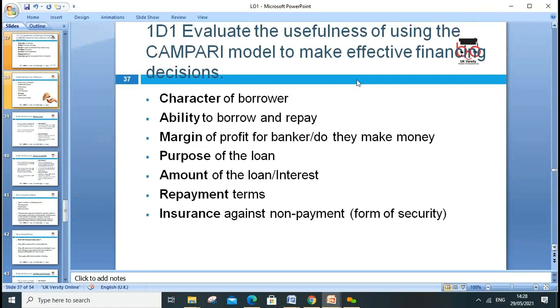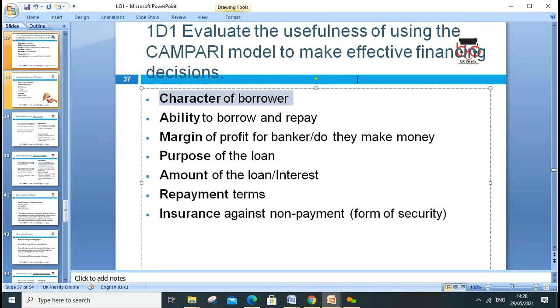And then when you deal with it, you evaluate using the CAMPARI model. So you look at the character of the borrower, the ability to borrow and repay, and the margin for the bank, whether they make money out of the loan or not. Then the purpose of the loan: why is the money being borrowed? Is it just for entertainment, or is it for healthy production, so the bank and other lenders will be sure.